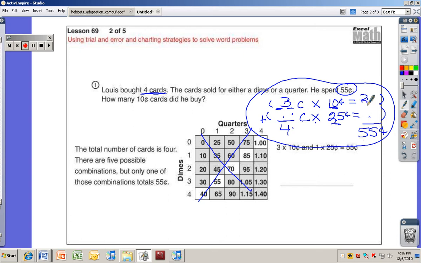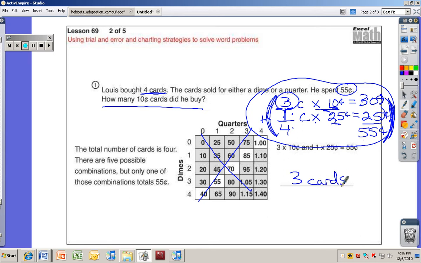3 10-cent cards makes 30 cents. 1 of the 25-cent cards is 25 cents. When you add 30 and 25, you get 55. And when you add the cards up, it's also 4 cards, which is what you're supposed to have. So the answer that you get for this is, how many 10-cent cards did he buy? Bought 3 10-cent cards. So the answer is 3 cards.